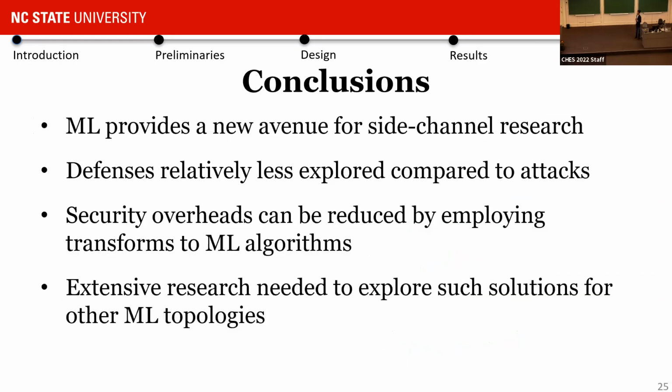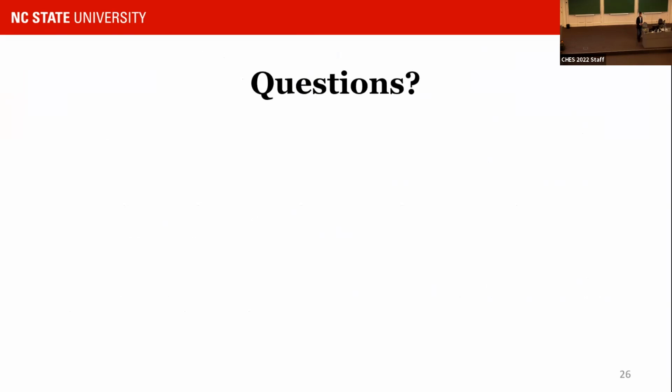To finally conclude, machine learning, as we see, provides a new avenue for side channel research. Defenses have been relatively less explored, and this whole idea of trying to transform the neural network functions to be similar to cryptographic functions can really help us to efficiently implement masking countermeasures. And of course, I only did it for binarized convolution and MLP layers, but there is certainly more scope for other ML topologies, such as recurrent neural networks and LSTMs. So with that, I'd like to conclude my talk and take any questions. Thank you.